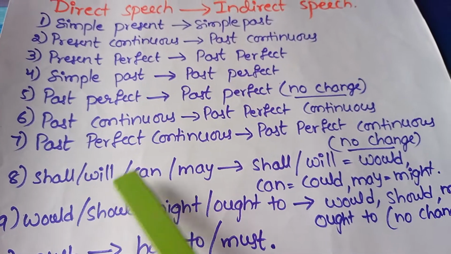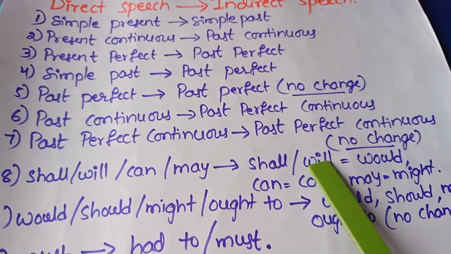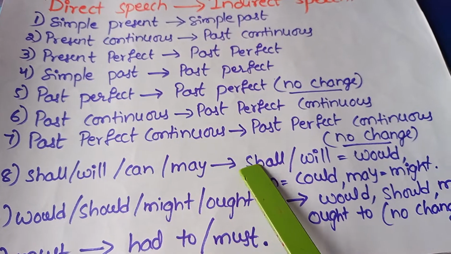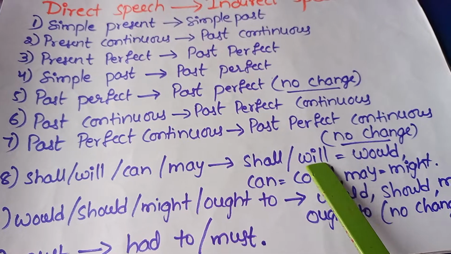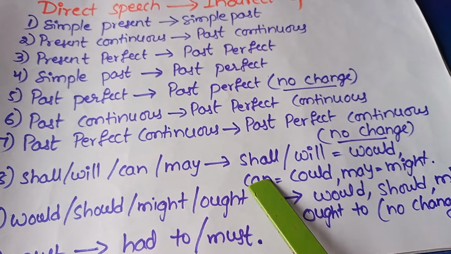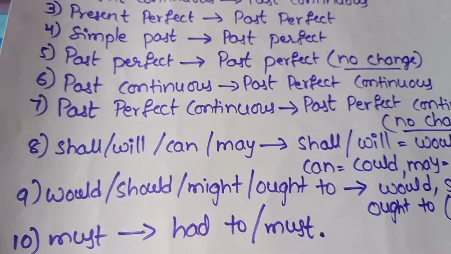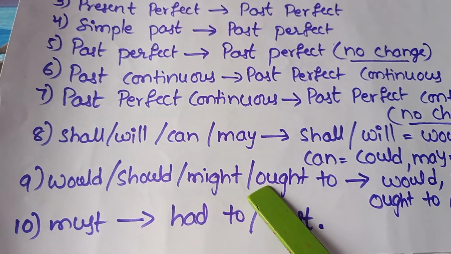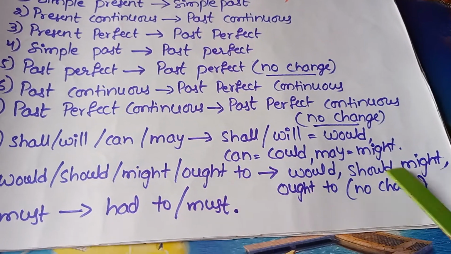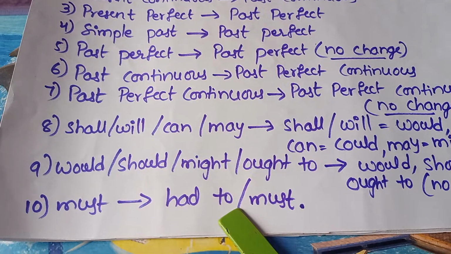Next, shall, will, can, may: shall and will become should and would. Can becomes could. May becomes might. For would, should, might, ought to, there will be no change. We have to write them as they are: would, should, might, ought to. Next, for must, we have to write had to.